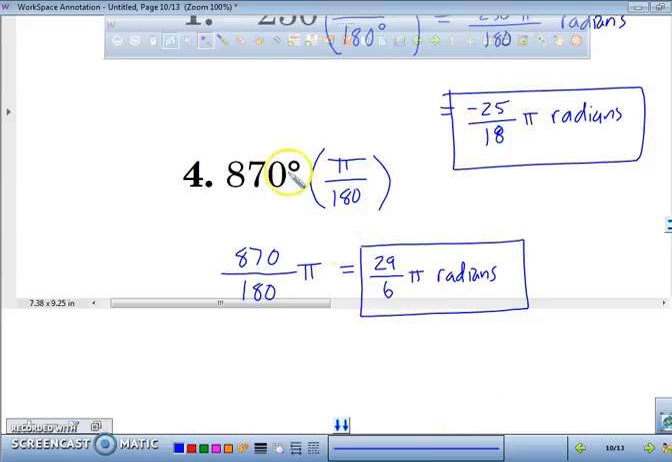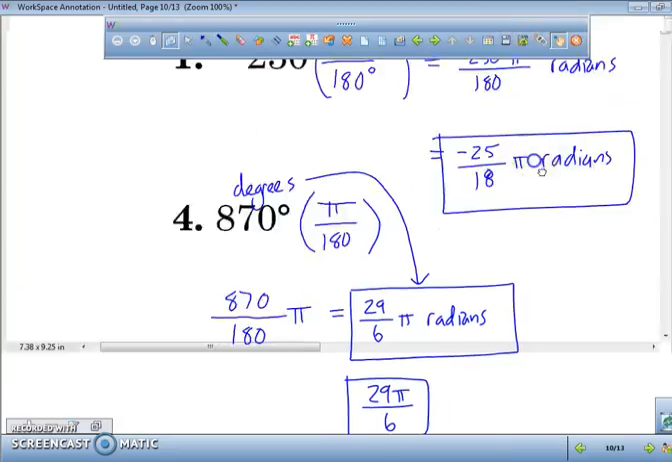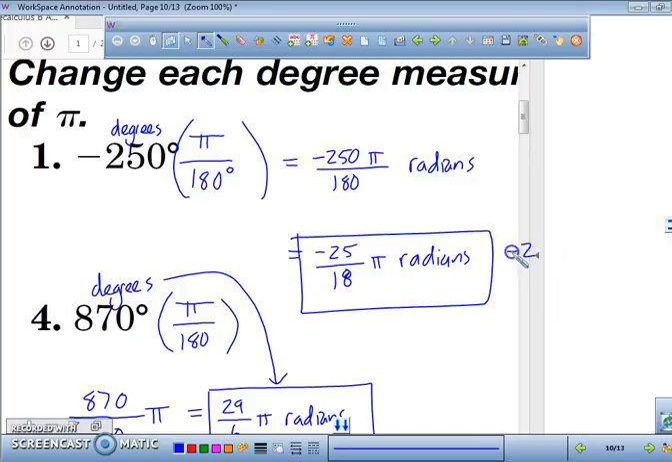So basically what have we done? We've gone from the measure in degrees to radians. So every single time just multiply it by pi over 180. Alright, this is also written as 29 pi over 6. Just like this one right here, you can also write this as negative 25 pi over 18. Okay, these mean the exact same thing.